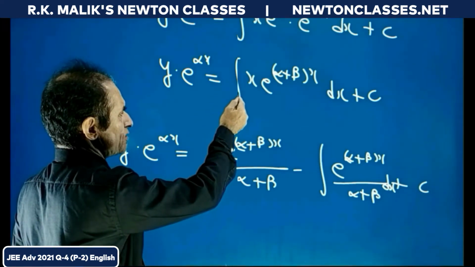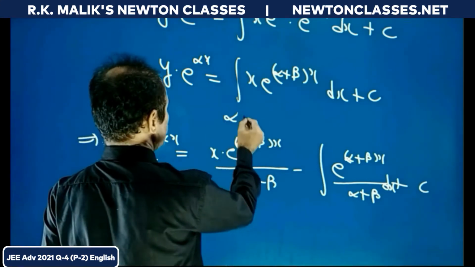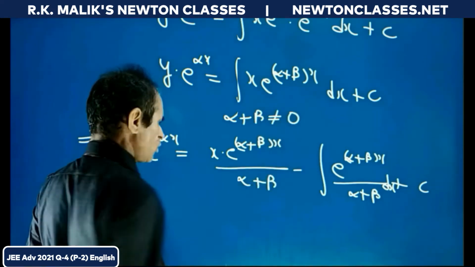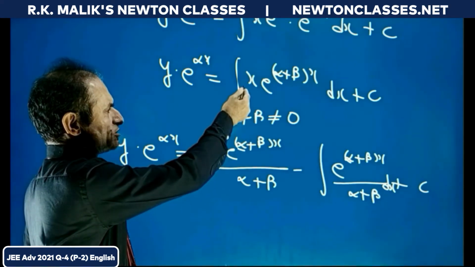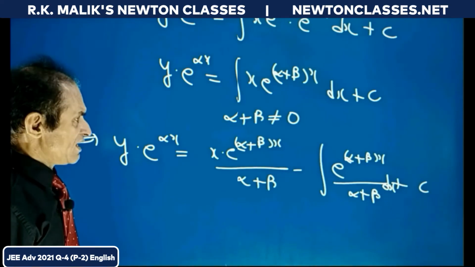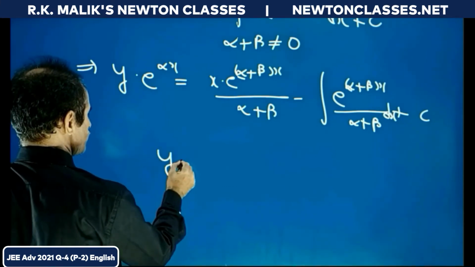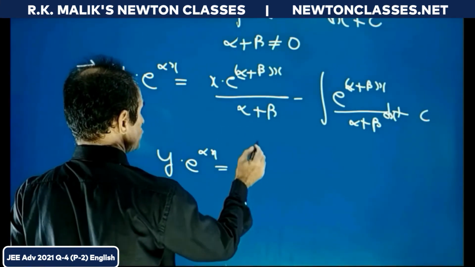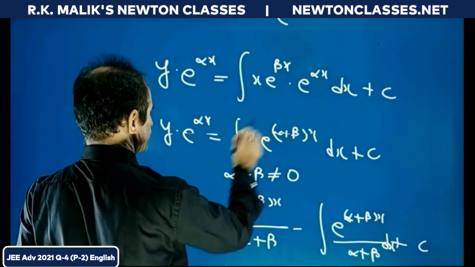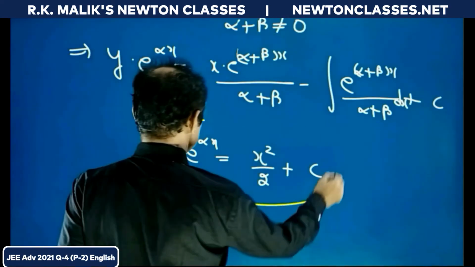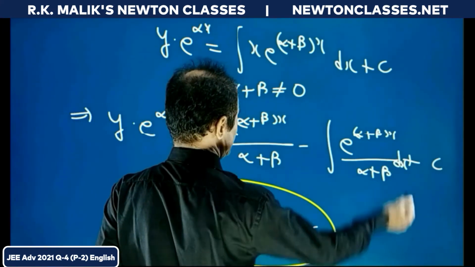After this step, the question divides into two parts. Actually, this step is allowed only if alpha plus beta is non-zero. If alpha plus beta is 0, then the question moves in a different direction. If alpha plus beta is 0, in that case, we say y into e to power alpha x equals x square by 2 plus c. It is clear from here. Hence, we have got two possible solutions. One, and for the second possible solution, you will have to integrate it.